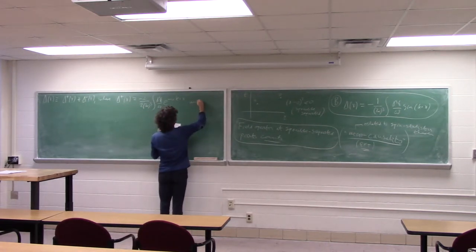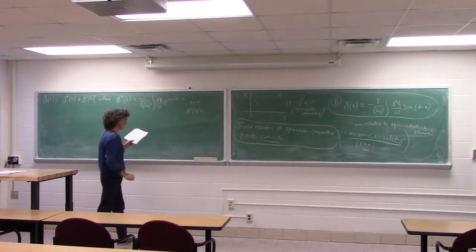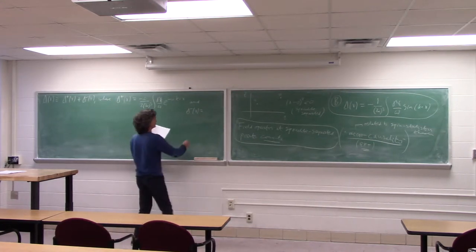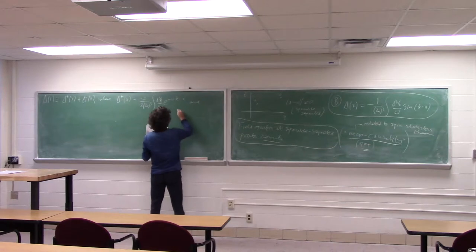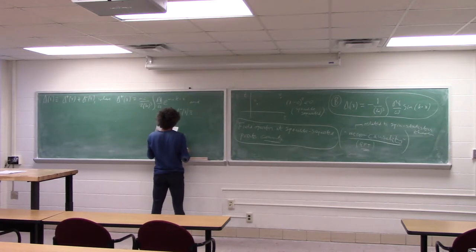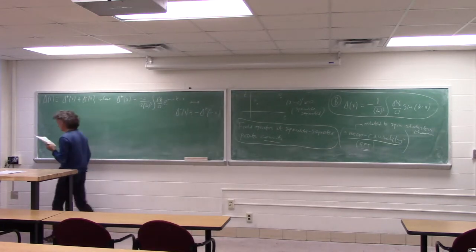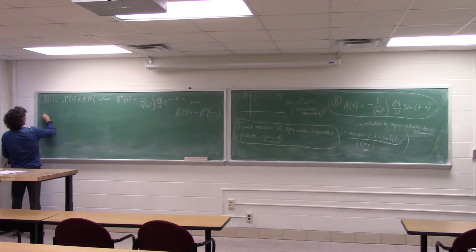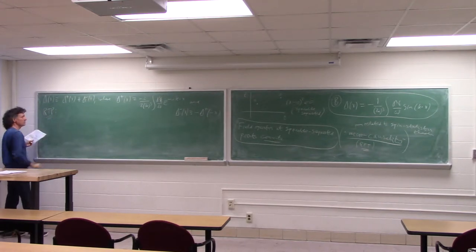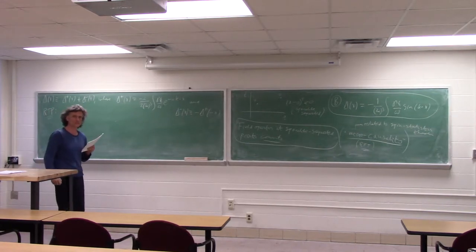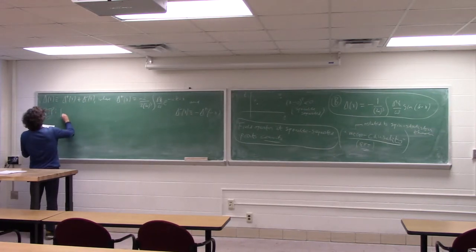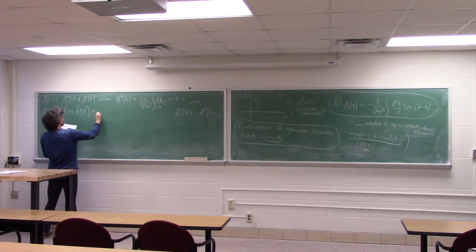And delta minus. So what's delta minus? That defines delta plus. Delta minus of x is just defined to be minus delta plus at minus x. And we are required to prove that the following is true.